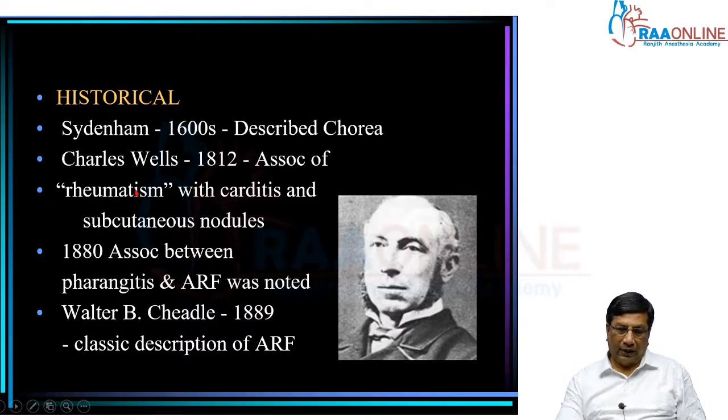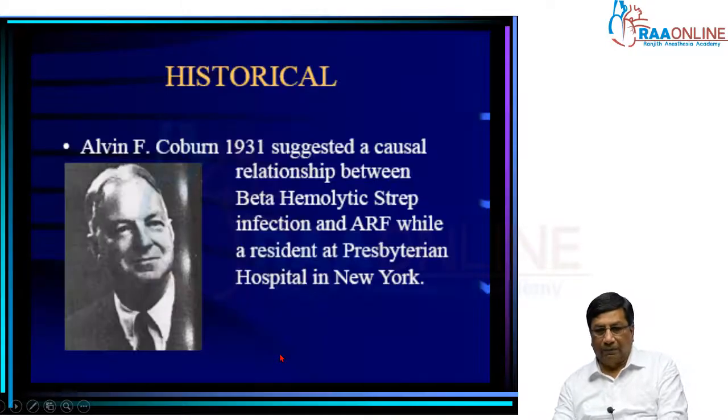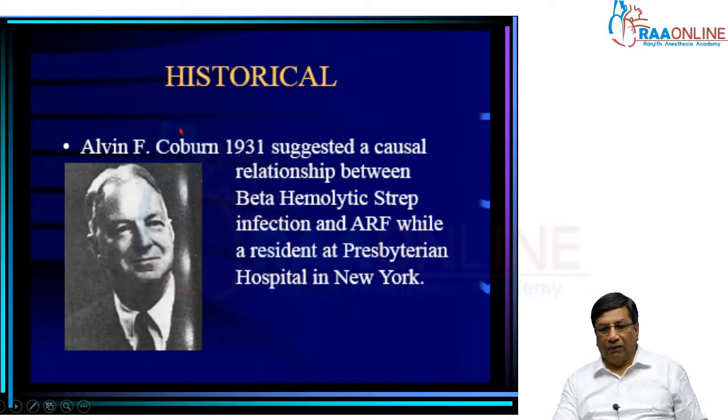He is the one who connected the joint pains to the carditis as well as subcutaneous nodules. In the 1880s, the connection between pharyngitis and rheumatic fever came through Walter. And in 1889, the classic description of acute rheumatic fever came. And it is Alvin F. Coburn in 1931 who suggested that beta hemolytic streptococci is the reason for the pharyngitis as well as acute rheumatic fever in New York.